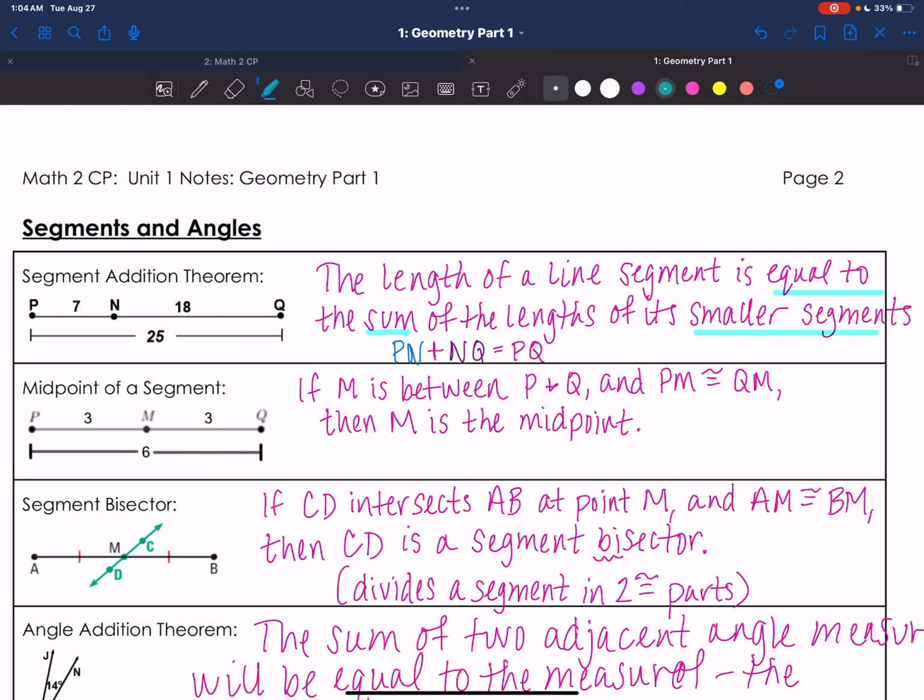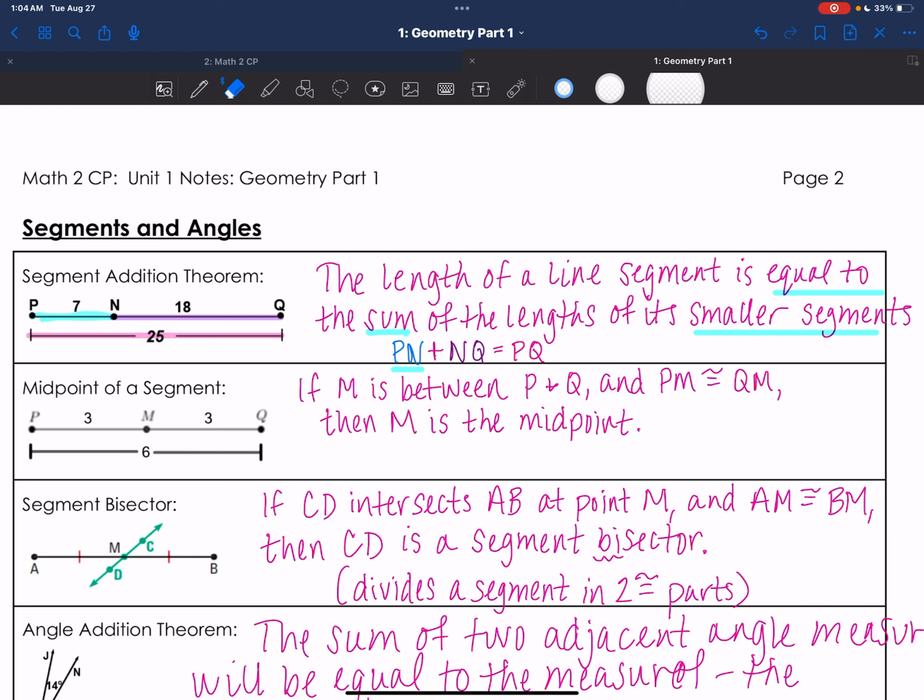So here we've got PN, which is this section right here. Then you have NQ, which is right here. Well, all of that will equal PQ, which is this total amount here. So all it's saying is the smaller and the larger equal the whole length of the segment.